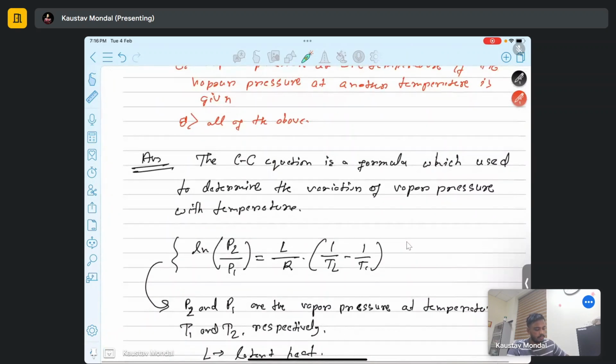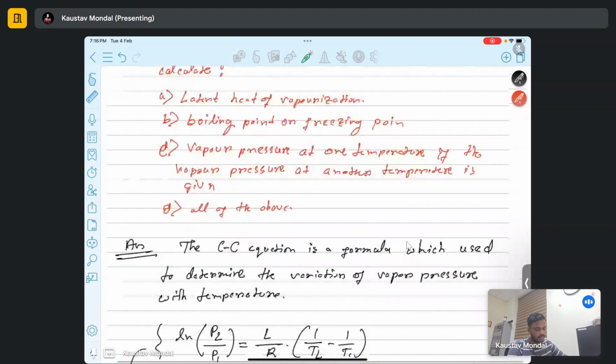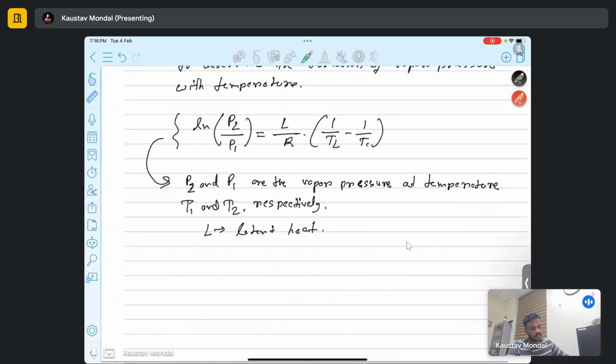So P1 at T1, P1 we already know. At T2, what is the P2? Okay. L you already know. So these things we can easily calculate, right? R is the real ideal gas constant. So this option C you can easily calculate from the problem.